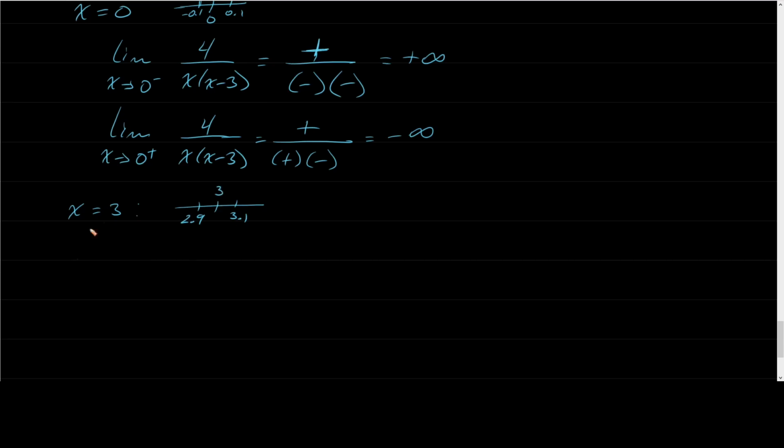All right. So if I take the limit as x approaches 3 from the left, and again, we're going to do the reduced version. Well, what do we get? I'll just set up the other one too, 3 from the right.